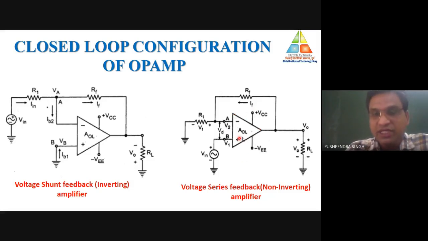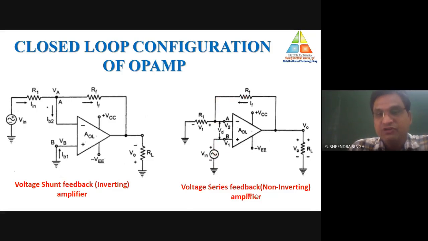Similarly, in the circuit shown here on the right hand side, you can see that the feedback element RF is connected with the input in series. How series? Because we have already discussed the concept of virtual ground or virtual short. As per the concept of virtual ground, the terminals A and B are virtually short circuited. And if these two terminals are short circuited, that means this feedback element is in series with the input.